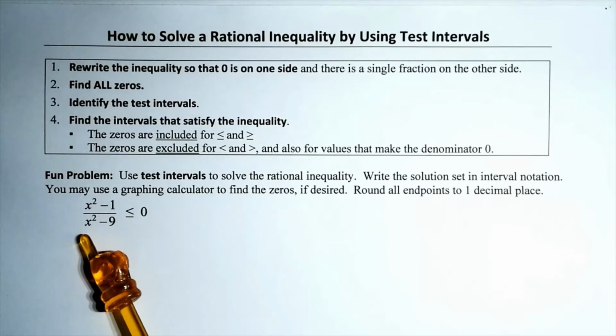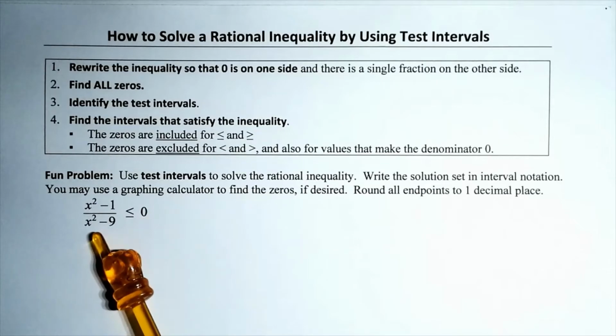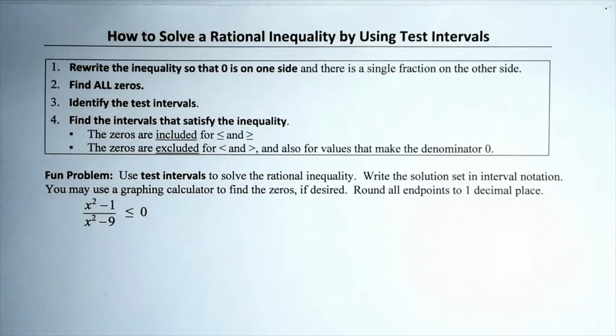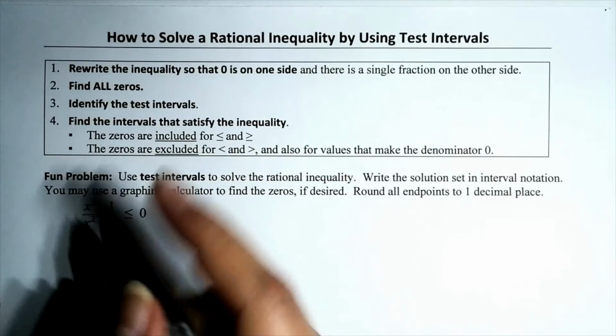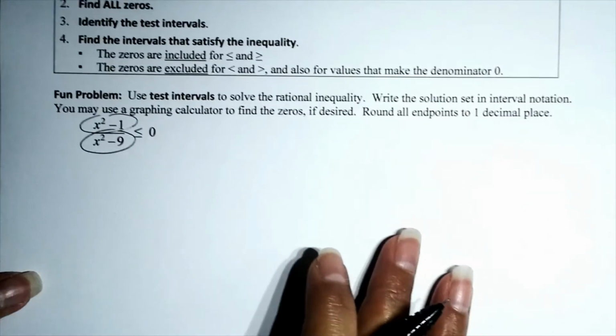So do we have the first step done? Is there 0 on one side? Yeah, cool. Do we have a single fraction on the other? Cool. All right, so let's go straight to step 2. Step 2 says find the zeros. For rational inequalities, we are going to find the zeros of the numerator and the zeros of the denominator. So let's go ahead and find the zeros of the numerator.